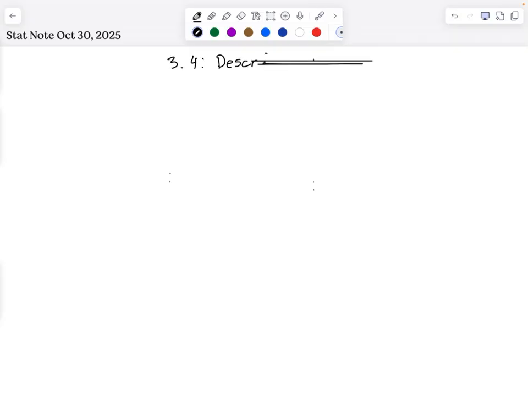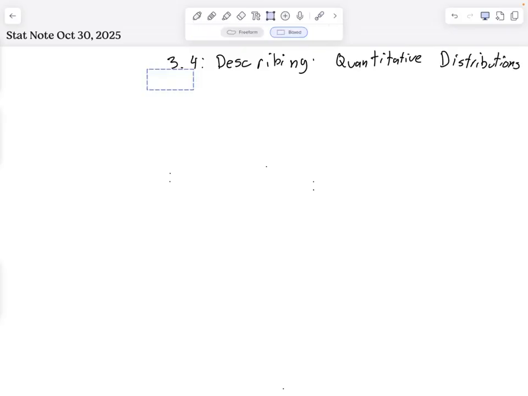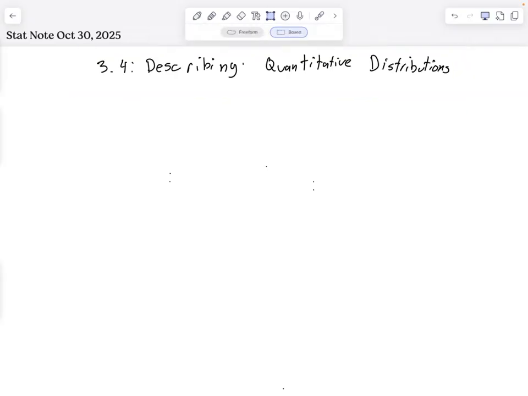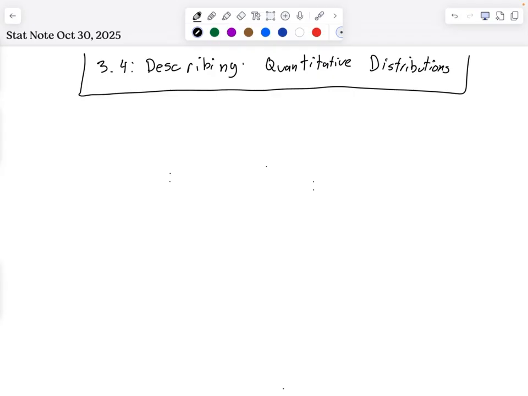Describing quantitative distributions. So we want to describe the data, and we have been doing that. Basically, today is just taking everything that we've been learning over this unit and putting it together.